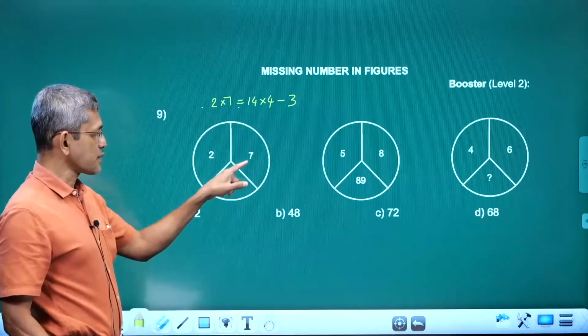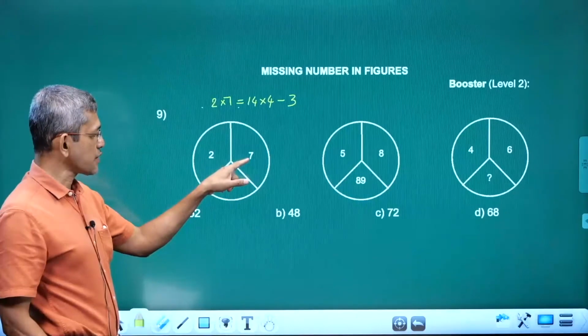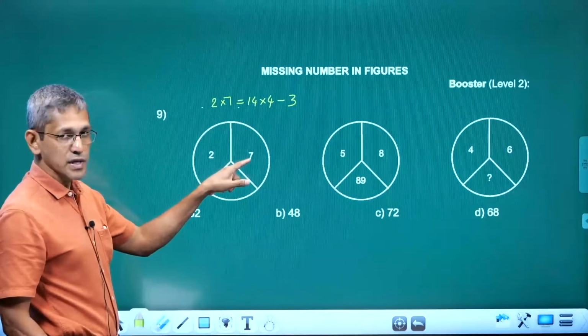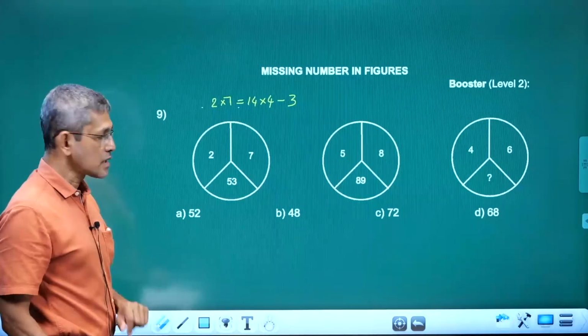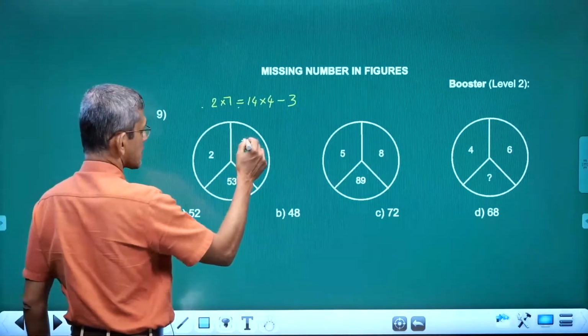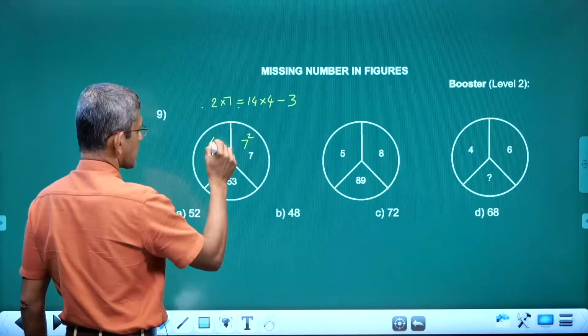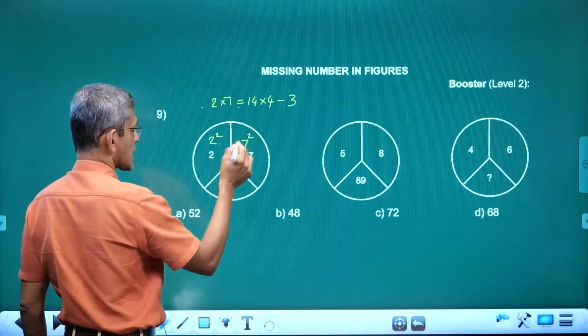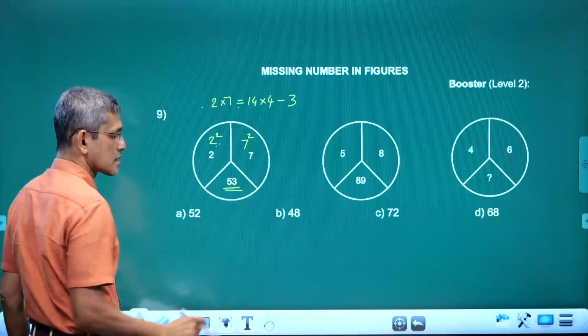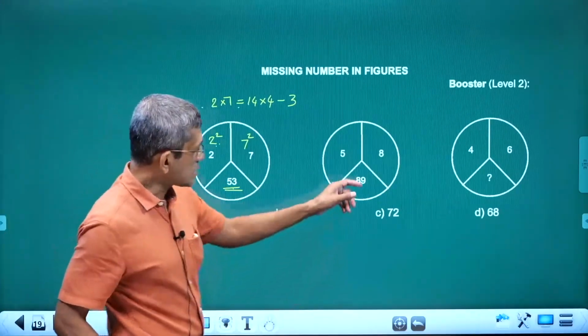Since it is 53, what I see here is 7 square, 7 square is 49. 49 plus 2 square. 2 square is 4, right? So this is 7 square. This is 2 square. So take 2 square and 7 square. So 49 plus 4, 53. Right, so let's check it out here.